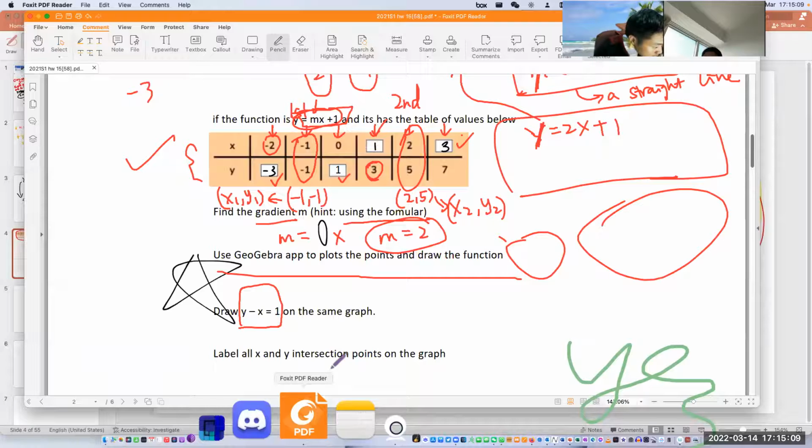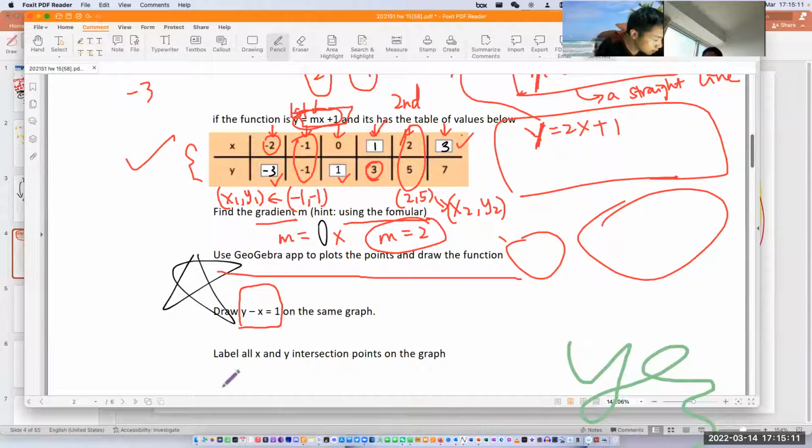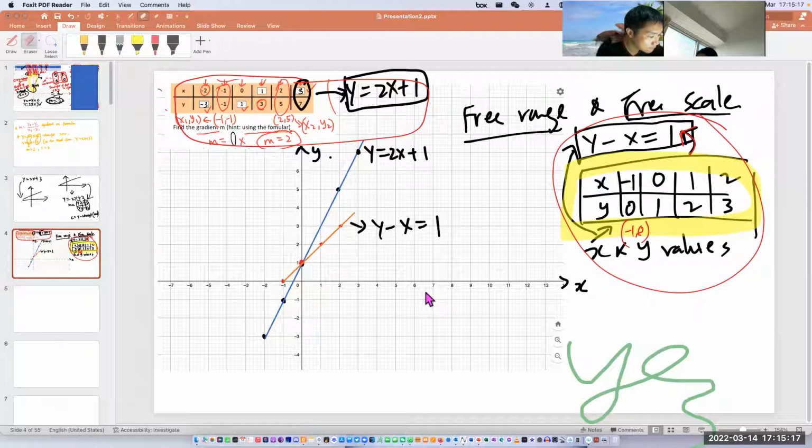What's the next question? Label all x and y intersection points on the graph. Simple. Just read.